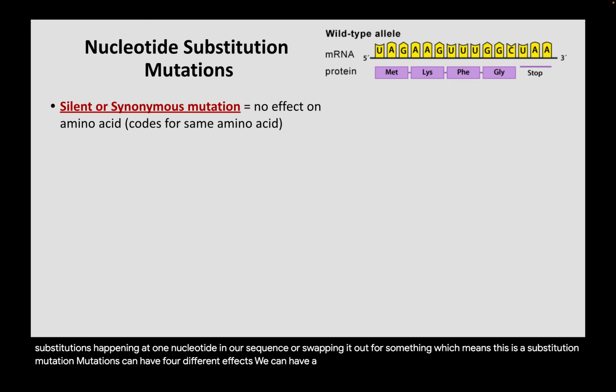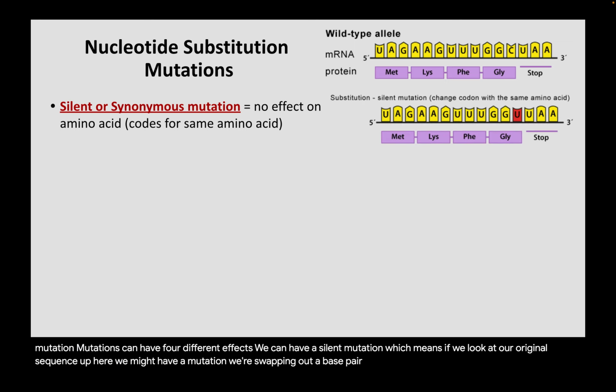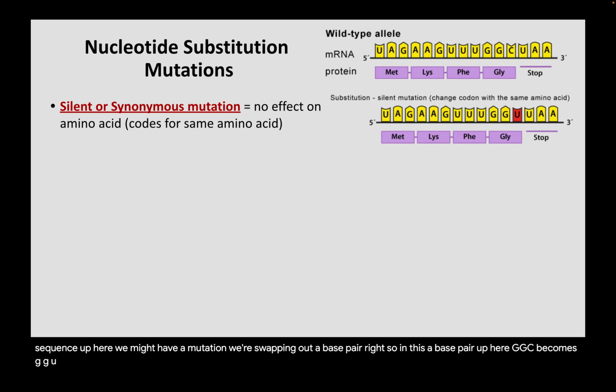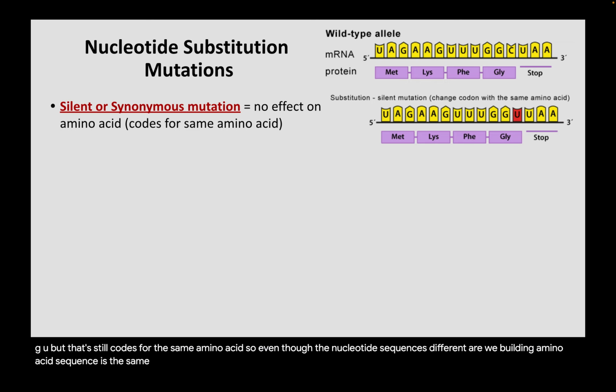We can have a silent mutation, which means if we look at our original sequence up here, we might have a mutation. We're swapping out a base pair. So in this base pair up here, GGC becomes GGU, but that still codes for the same amino acid. So even though the nucleotide sequence is different, our resulting amino acid sequence is the same. We would call this a silent mutation.